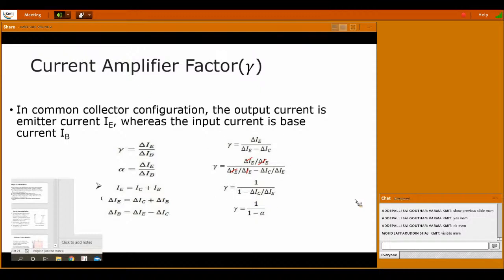is equal to the common base configuration amplification factor, which is alpha. So this is the relation between gamma and alpha. Gamma is always equal to 1 by 1 minus alpha.